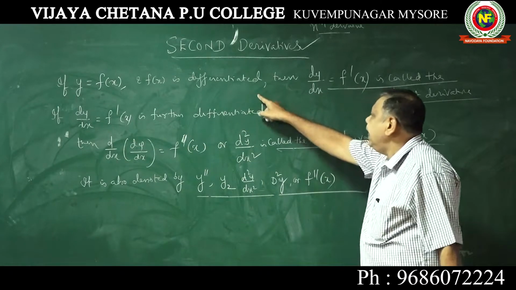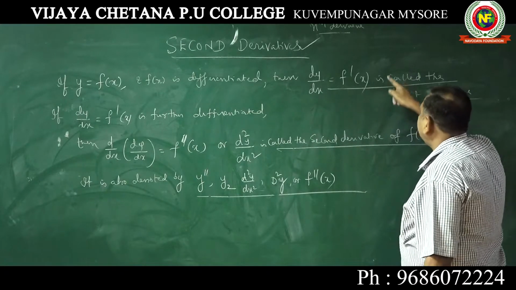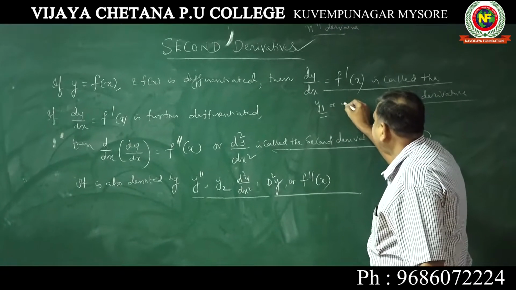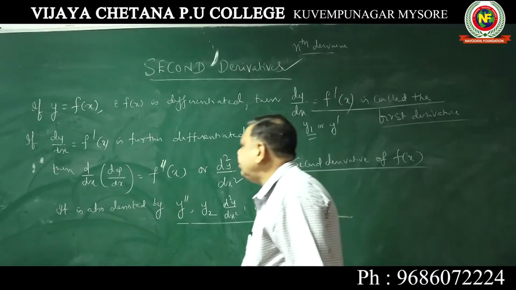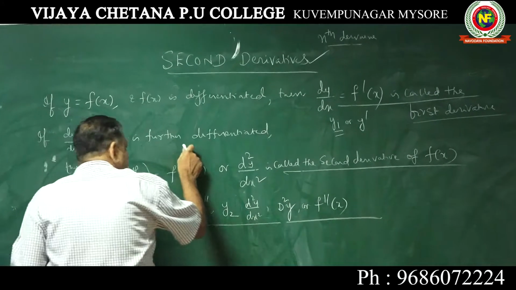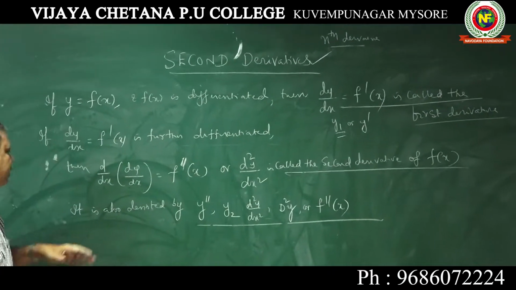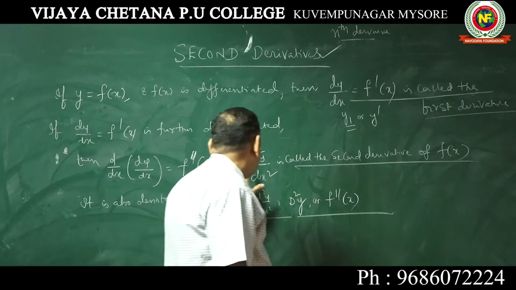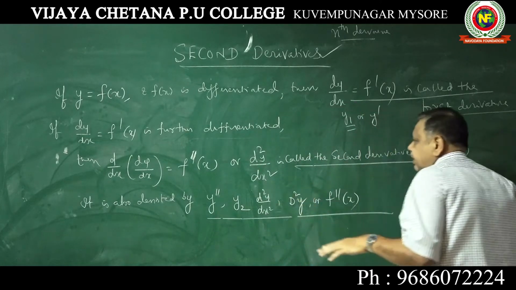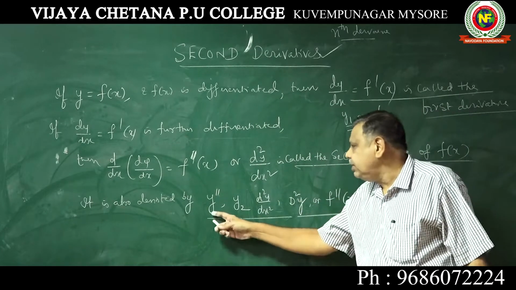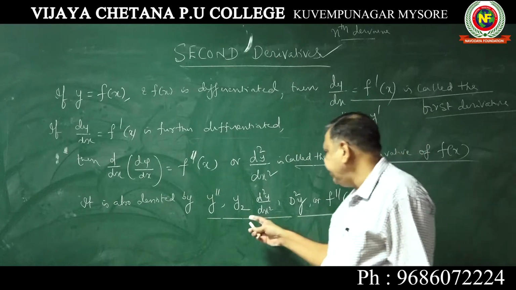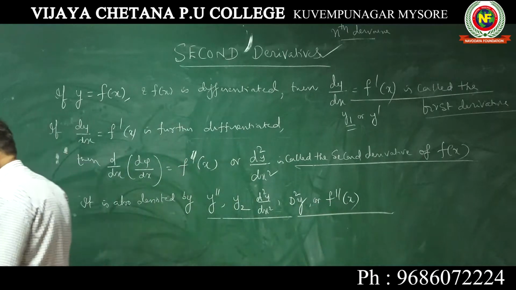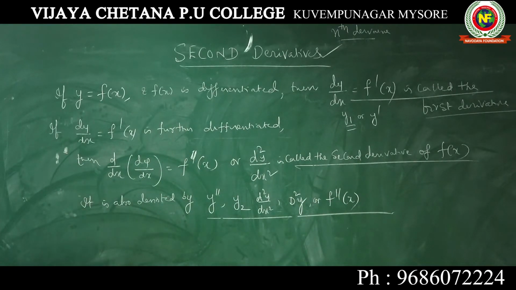Y is equal to f(x), and f(x) is differentiated, dy by dx equal to f dash x is called the first derivative. It is also denoted by y dash. Then if dy by dx equal to f dash x is further differentiated a second time, d by dx of dy by dx is equal to f double dash x or d square y over dx square. That is called the second derivative. It is also denoted by y double dash, y2, d square y over dx square, d square y, or f double dash x. These are the notations we use for the second derivative.